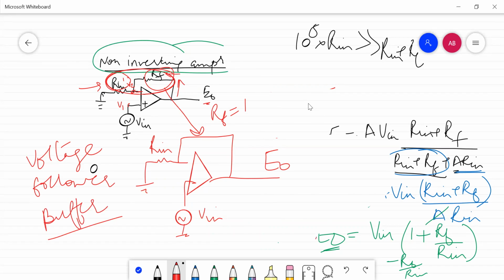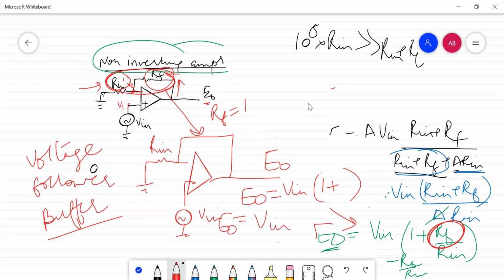So now in the equation that we just derived, you can put RF equals to 1. As soon as you have made RF equal to 1, what you have is that E naught is going to follow your Vin.